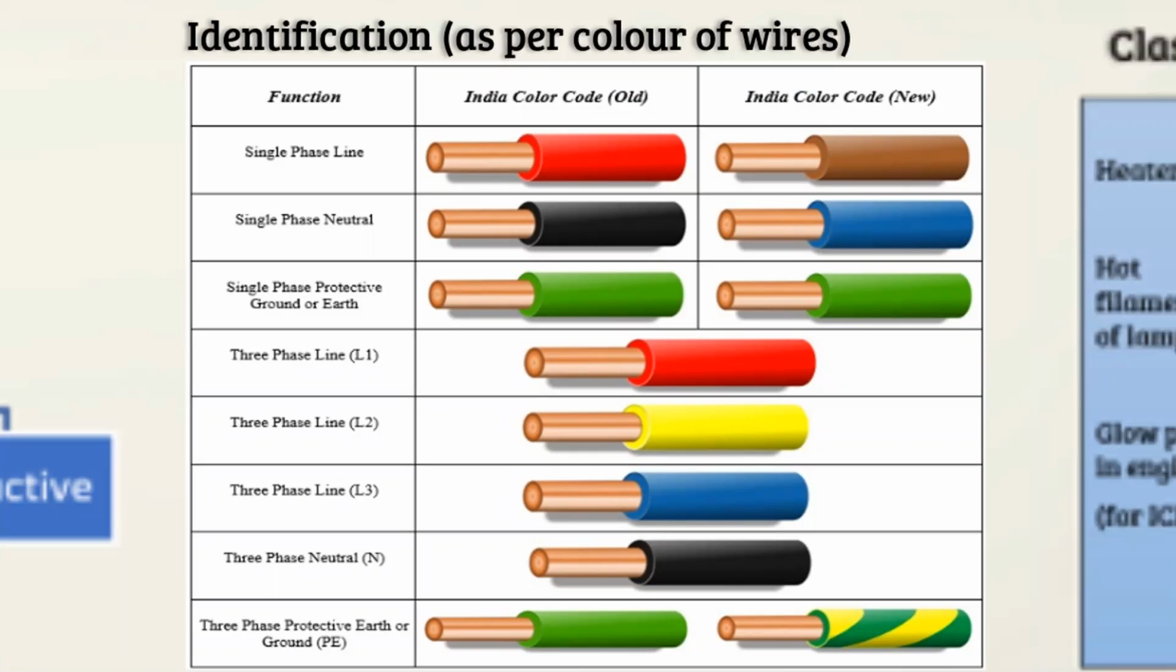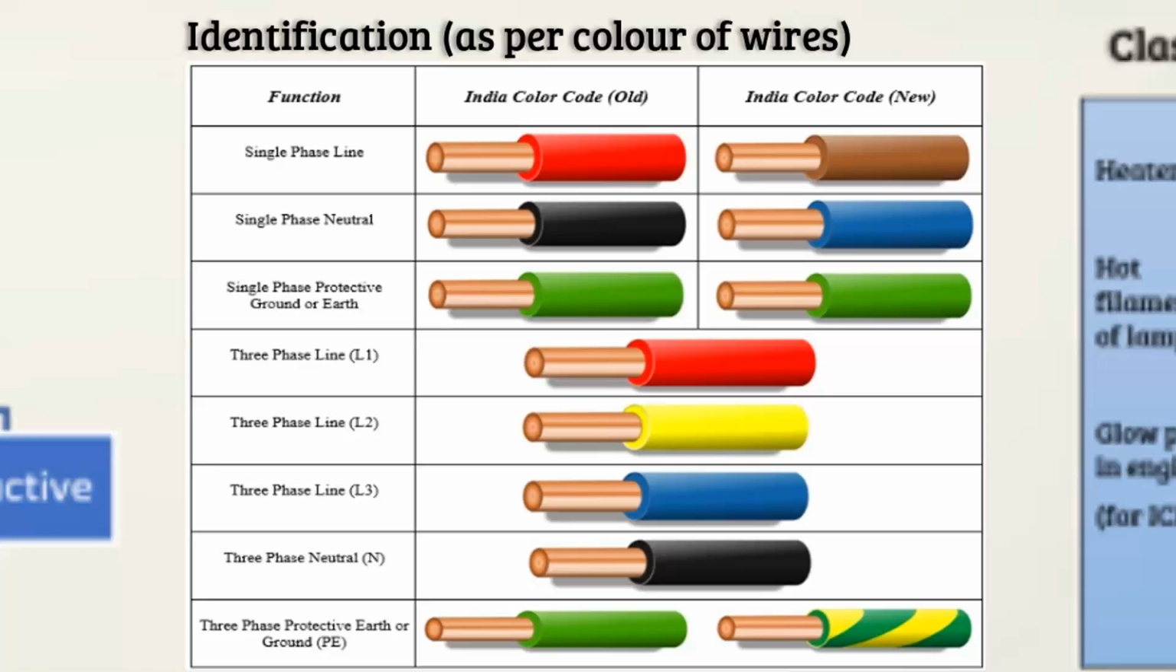As per Indian standards, for the single phase load, we have a single phase line which is red in color. So this was the old identification, old marks of this wire color. So black suggests it is a neutral one, and if it is ground, it will be in green color. So as per the new color code, we have brown for the single phase line, and for the neutral we got blue color of the wire, and green remains the same in case of ground.